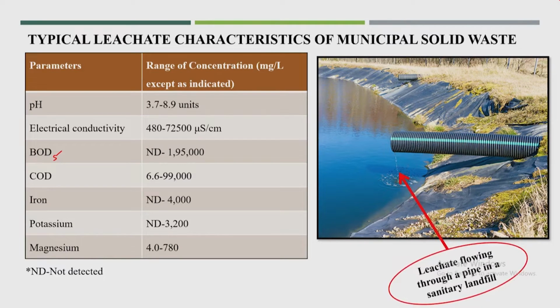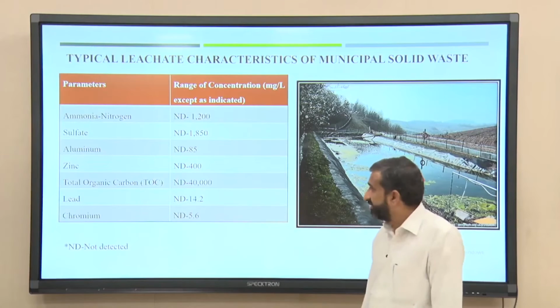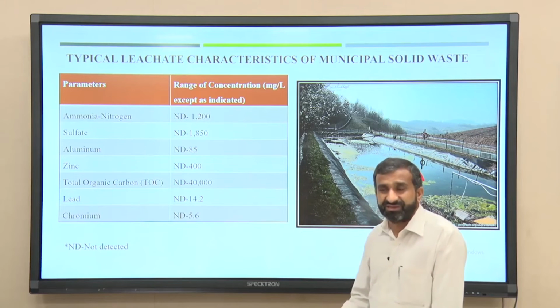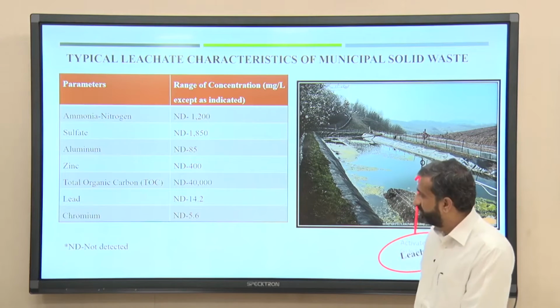So, this is leachate flowing through a pipe in a sanitary landfill. Now, these are the other parameters I was talking about, like ammonium nitrogen, sulphate, aluminum, zinc, lead, chromium. These trace metals are generated and can be found in the leachate. This is the major problem. Once these metals reach any surface water or the groundwater, it is very difficult to treat, and that kind of water won't be possible for consumption.